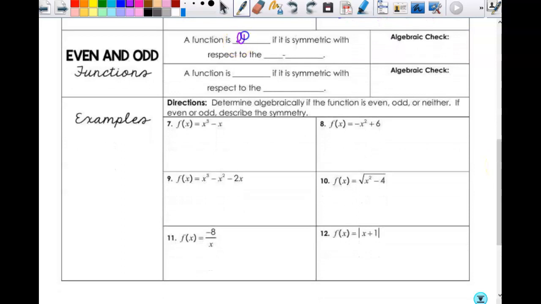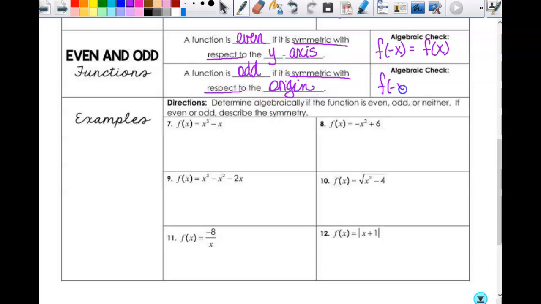So a function is even if it is symmetric with respect to the y-axis. The good thing is that when you're testing even and odd, instead of worrying about substituting a negative x or a negative y, since these are functions and technically there's not really a y there, we're just substituting in a negative x every time. So if I find f of negative x and it equals f of x, so basically I substitute in a negative x and I get the same thing back, that makes it y-axis symmetry, right? So if f of negative x equals f of x, then I'm good, and it's y-axis symmetry, which makes it even. Then a function is odd if it is symmetric with respect to the origin. The algebraic check here is f of negative x equals negative f of x. You get the opposite of f of x, basically.